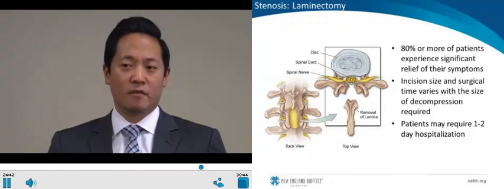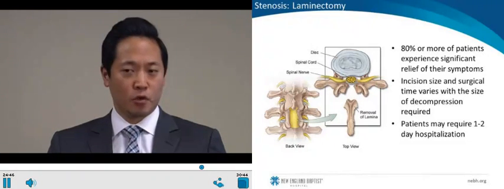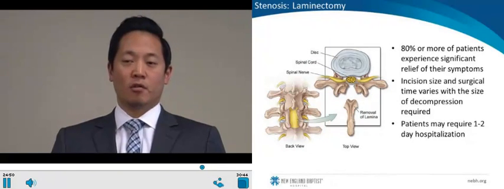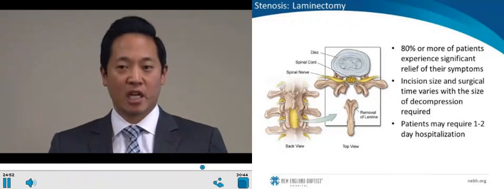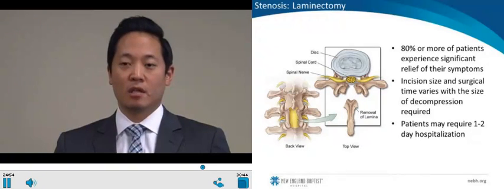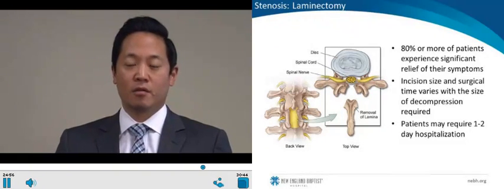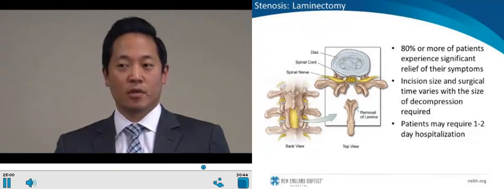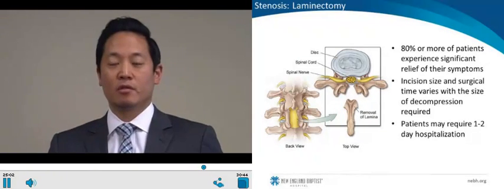Here we have a depiction of the surgical procedure. On the left side, we see more of a surgeon's view of the anatomy, in which the posterior elements, the lamina and the spinous process, have been removed, exposing the spinal canal and thecal sac. 80% of patients experience significant relief of their symptoms with this procedure.